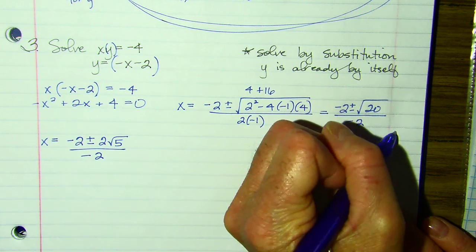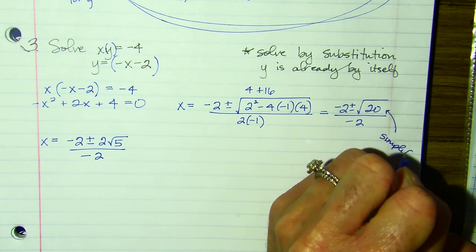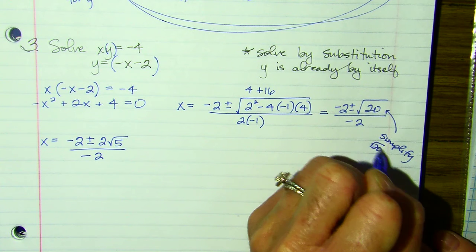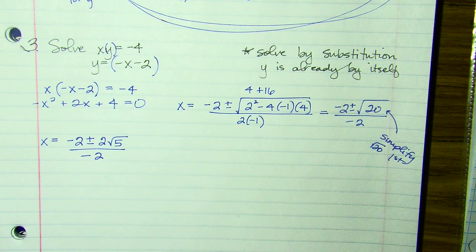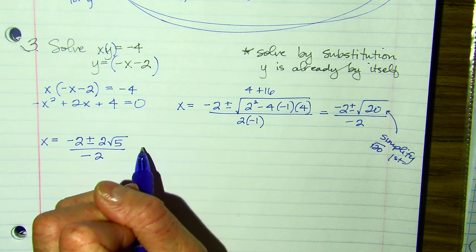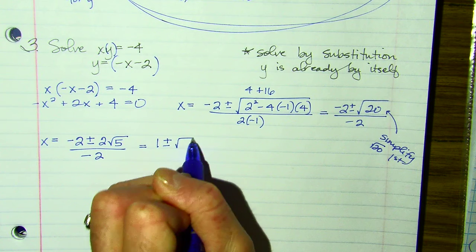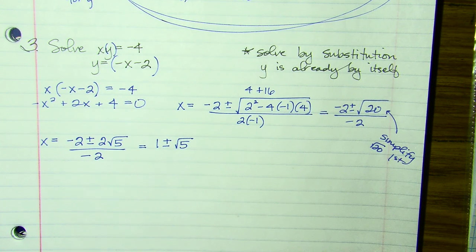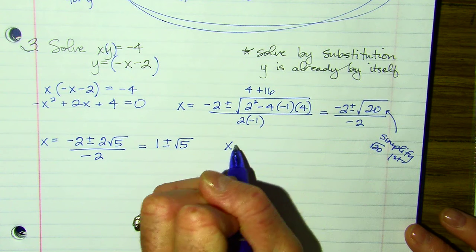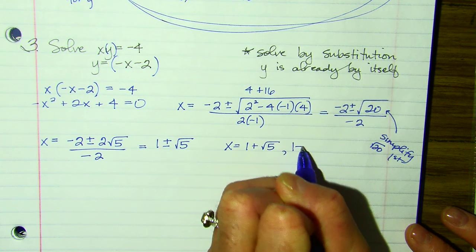Remember, you have to simplify the square root of 20 first. You cannot make -2 over -2 a 1 yet. Okay, so this would equal 1 plus or minus the root of 5. So I have two solutions for x. I have x equals 1 plus root 5, and I have x equals 1 minus root 5.